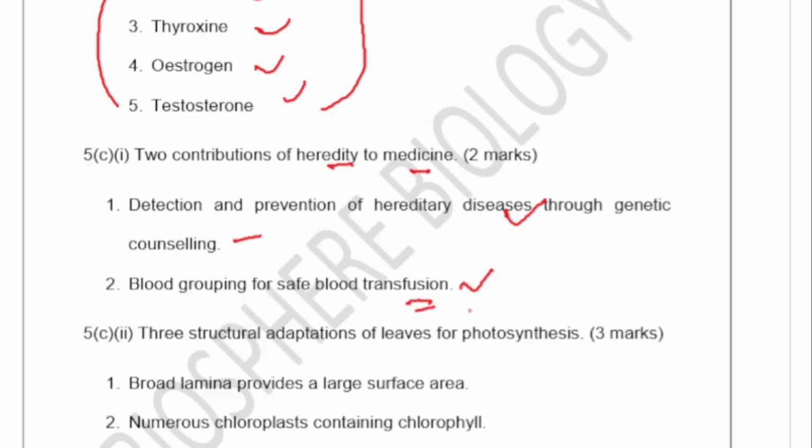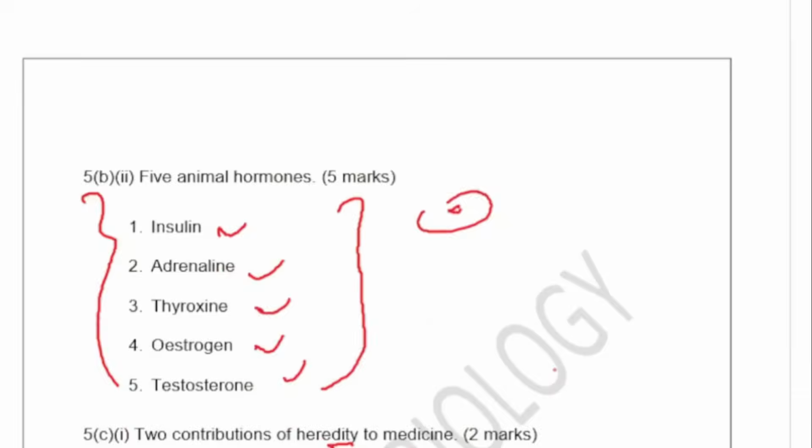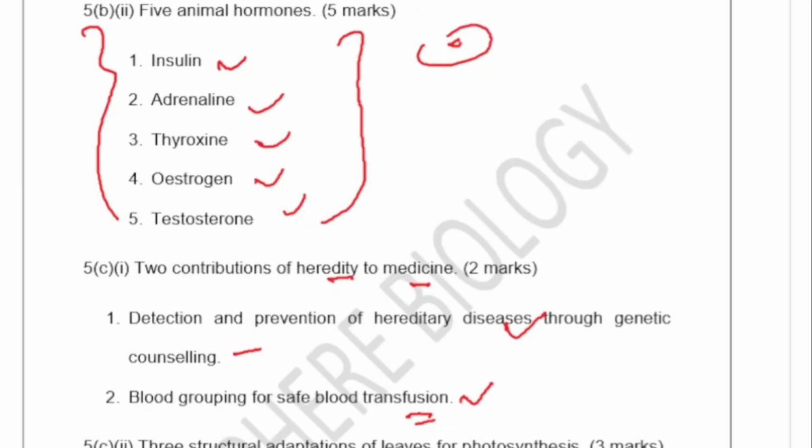And 3 structural adaptations of leaves for photosynthesis: broad lamina provides a large surface area, numerous chloroplasts containing chlorophyll, and then the thin leaf allows rapid diffusion of gases and penetration of light. So that's how far we can go on the review. At least I tried to show you some basic answers.